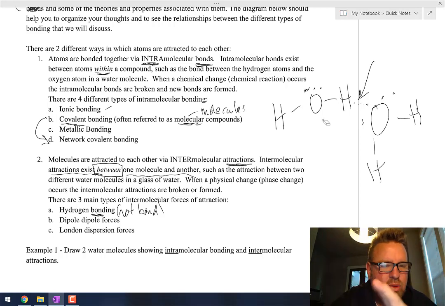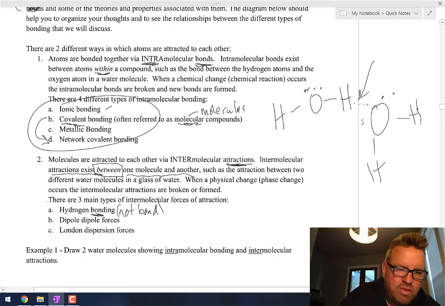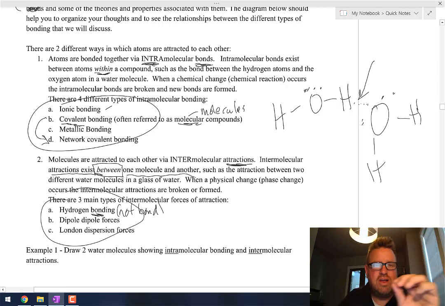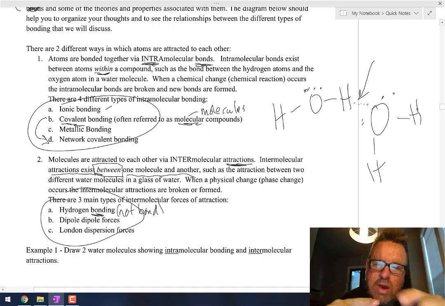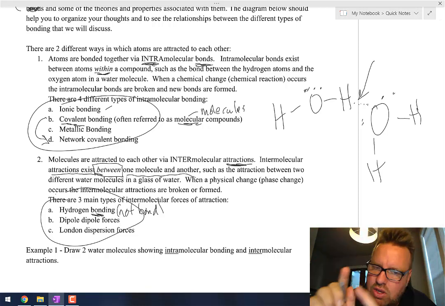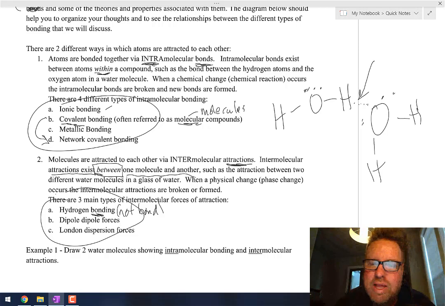What are called dipole-dipole forces and what are called London dispersion forces, okay? And again, don't worry about any of these 4 yet or these 3 here. Focus on what's an intramolecular attraction or bond and what's an intermolecular attraction. Again, notice I didn't use the word bond when I said intermolecular. I used the word bond only when I said intramolecular.